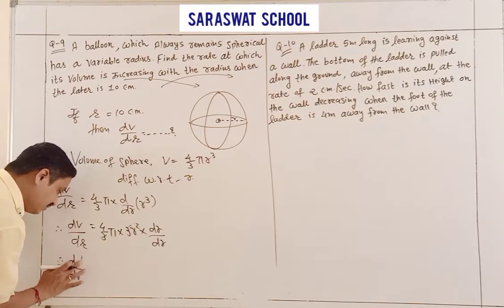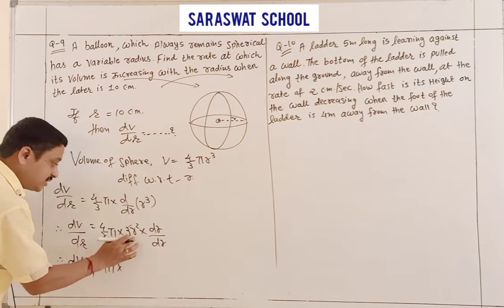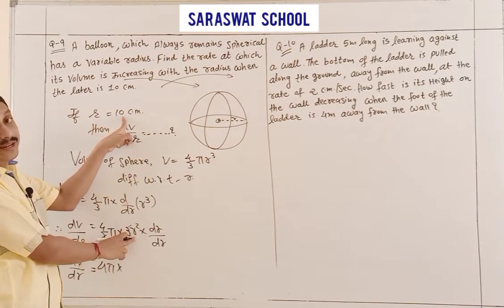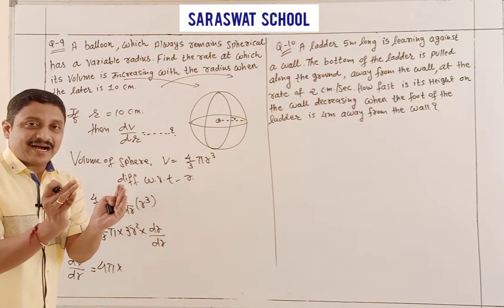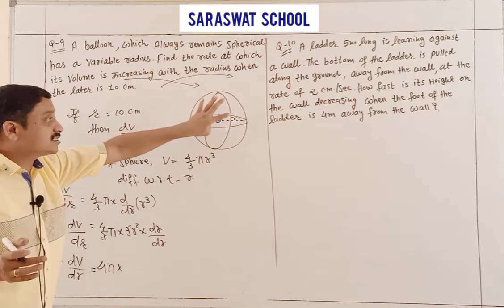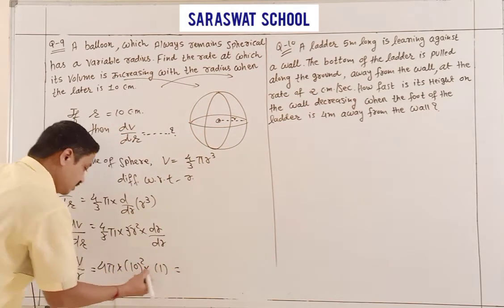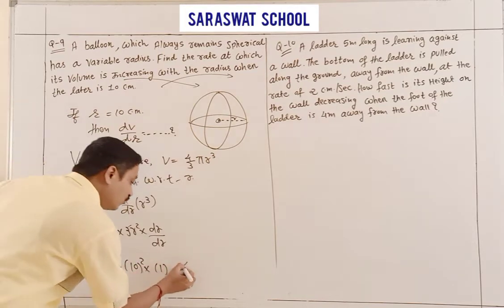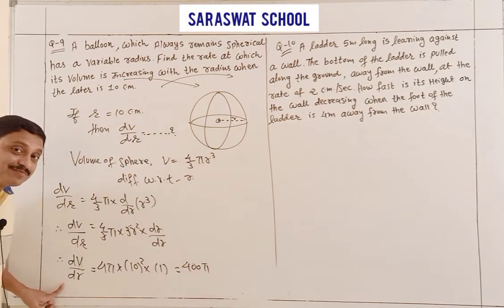Yes, students, here dV, by mistake I wrote a small v, equals 4 pi r square. What is r? It remains 10, meaning 10 centimeter for the given sphere. Initially it is 10, so here 10 square, and dr by dr is 1. So your answer is 100 into 4, 400 pi. In units, volume with respect to radius.